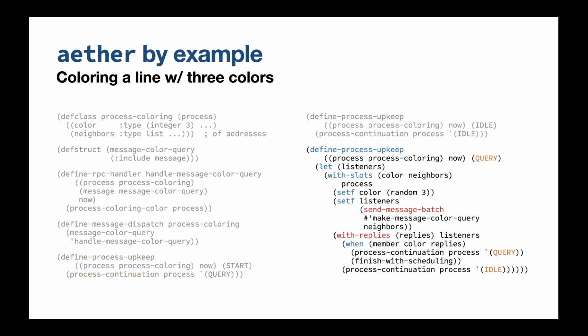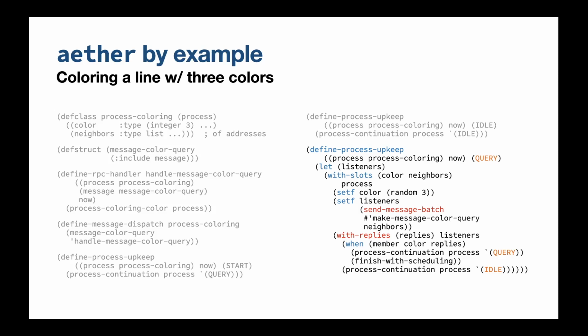And so here's the body of the query continuation. What it does is it randomly picks a color to assign to itself. Then it sends these color query messages to its neighbors, and then it performs a blocking receive, waiting for them to get back to it. And then things fall into one of 2 situations. Either this color that we just randomly picked overlaps with the colors of our neighbors, in which case this is not a legal solution. We should try again. So we push the query continuation back onto the continuation stack and finish this bit of computation.